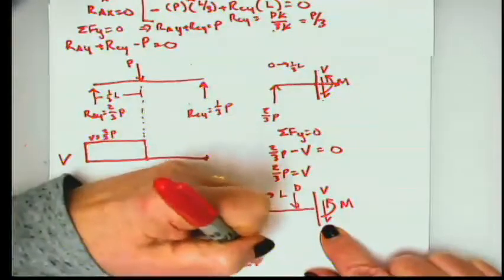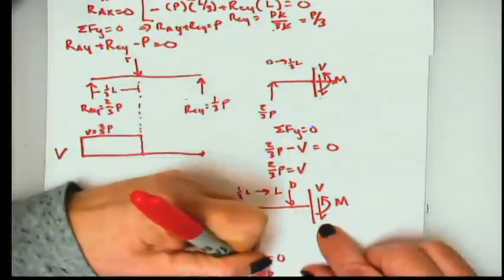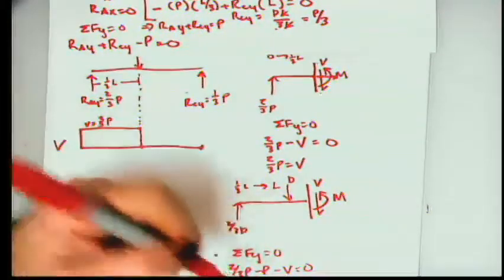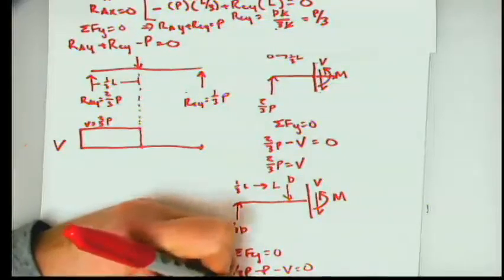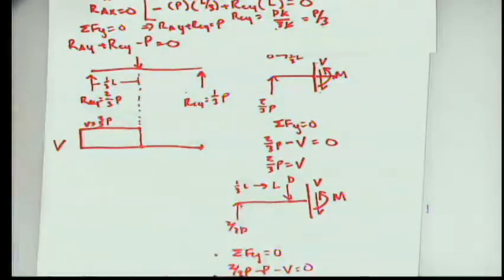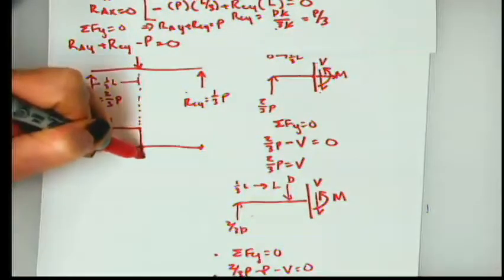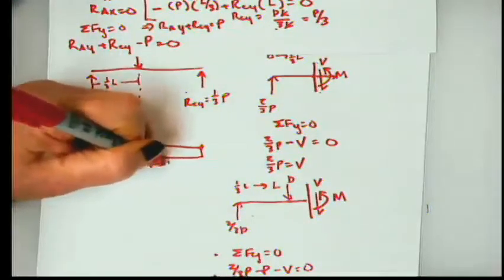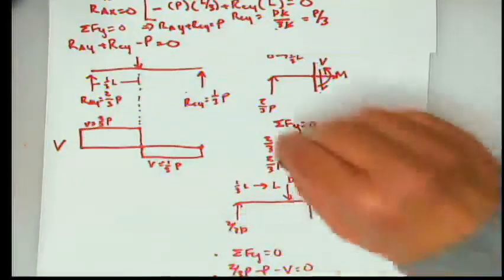So then I say summation forces Y equals 0. I have a positive 2/3 P minus P minus V equals 0. 2/3 P minus P is negative 1/3 P. Negative V comes over to the other side as a positive V. And so what I find is that from here to the end of the beam, my V value is negative 1/3 P.